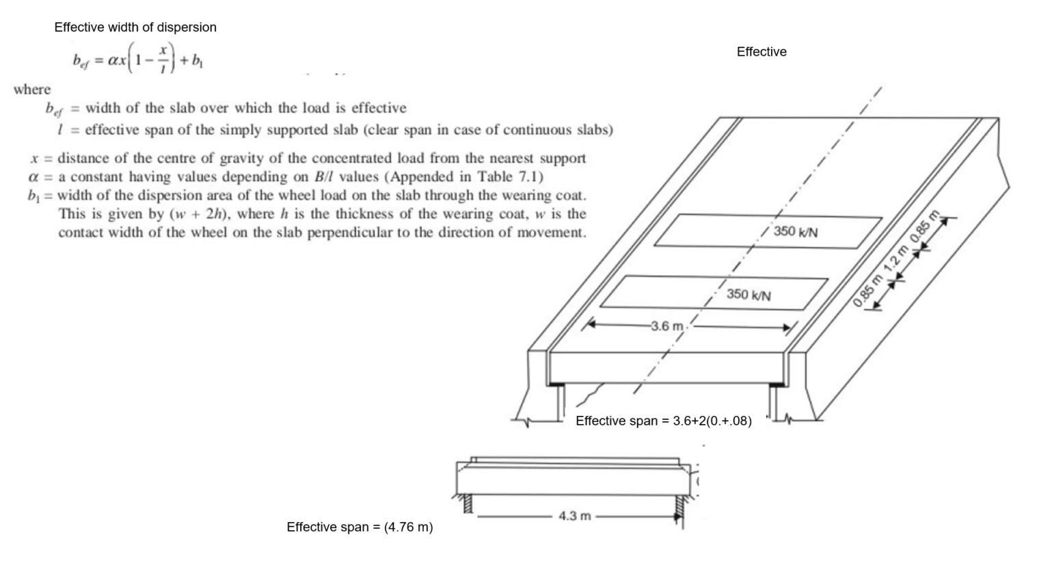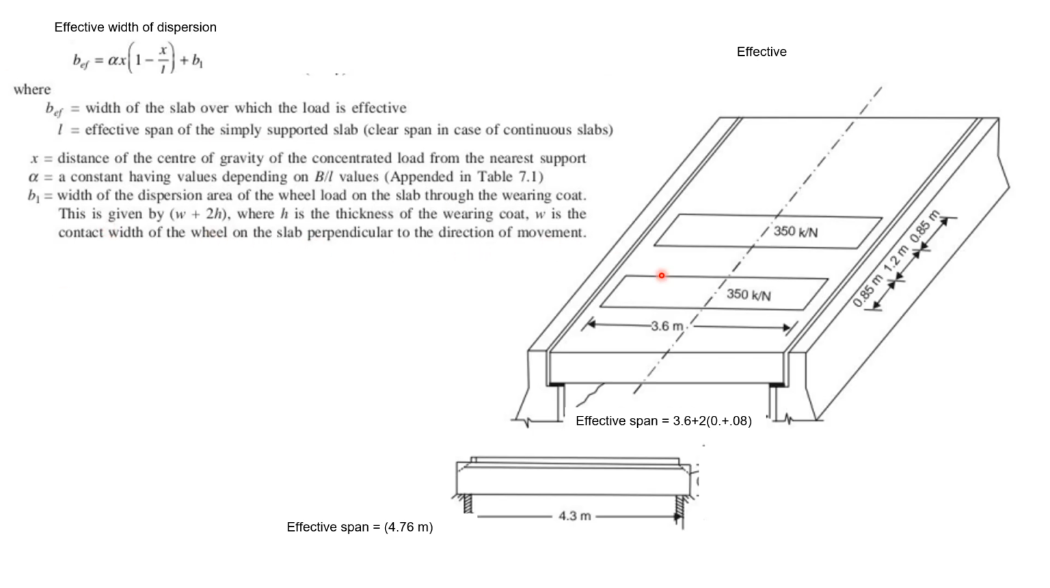So here is again the general representation of the effective width calculation. B effective is equal to alpha into x into 1 minus x by L plus B1. So x is the distance of the center of gravity of the concentrated load from the nearest support, and alpha is a constant which depends upon the value of B by L, which we'll see later. B1 is the width of the dispersion area of the wheel load on the slab through the bearing coat, which is given by W plus 2H, where H is the thickness of the bearing coat and W is the contact width of the wheel on the slab in the direction of the transverse movement.